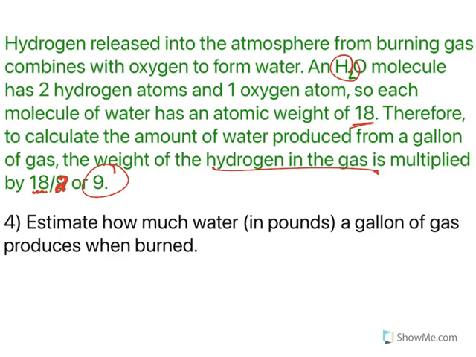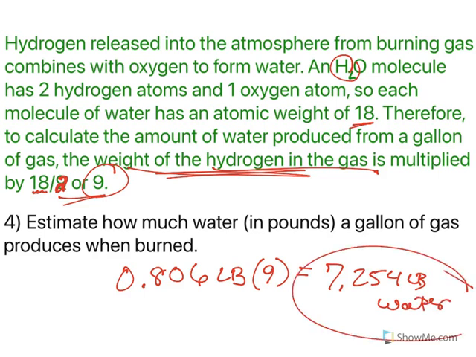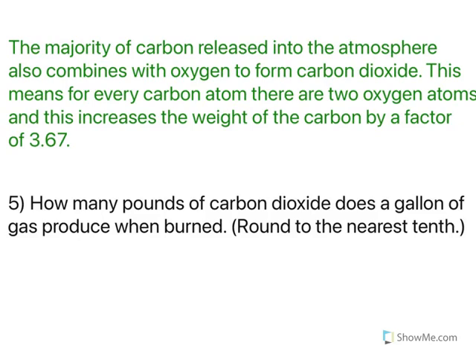So how much water in pounds does a gallon of gas produce when burned? So if I take the 0.806 pounds of hydrogen, because it's the weight of the hydrogen multiplied by 9, I end up with 7.254 pounds of water. Which, when you think about that, that's a lot, right? It's just kind of weird.